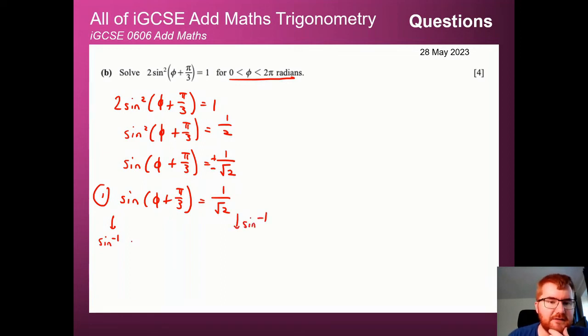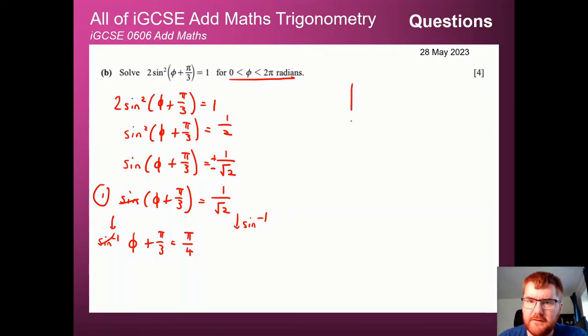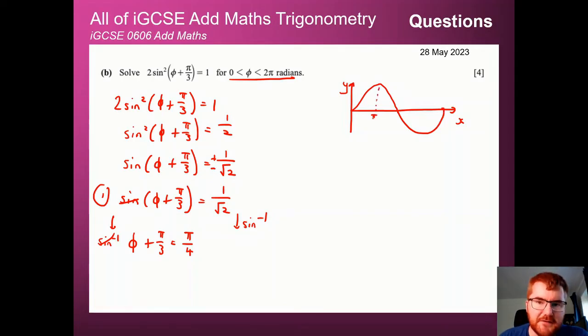So that then gives us phi plus pi over 3 is equal to the inverse sine of 1 over root 2. You should know that exact value being pi over 4. If I draw a sine graph for you over here, so y against x, and we're working in radians, so we've got pi over 2 here, pi, 3 pi over 2. This will help us with the other solution as well, and 2 pi. We've worked out this one, so pi over 4.